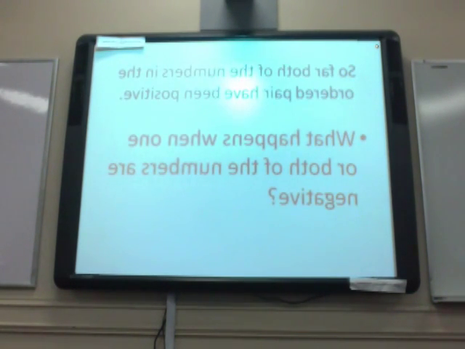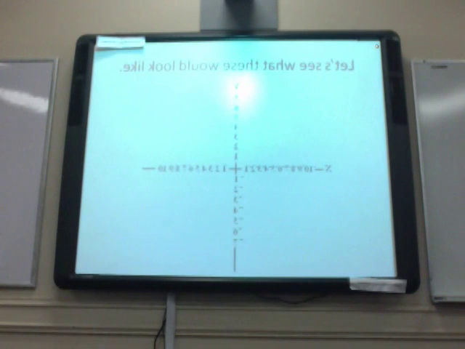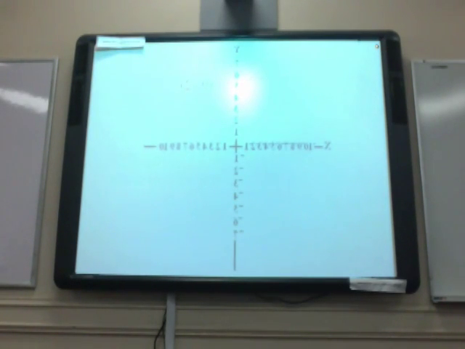So far everything's been positive, but what happens when both of the numbers or one of the numbers are negative? Here we have 9, negative 2, or negative 7, 3, or negative 4, negative 2. We'll take a look at the expanded Cartesian coordinate system with x and y both being positive and negative. So we have the ordered pair 9, negative 2. So x is 9, y is negative 2. That gives us the location of the red dot, which is the ordered pair 9, negative 2.